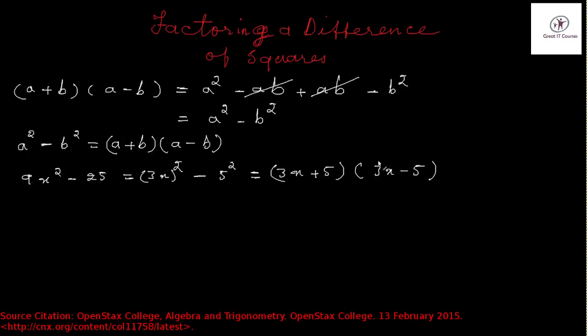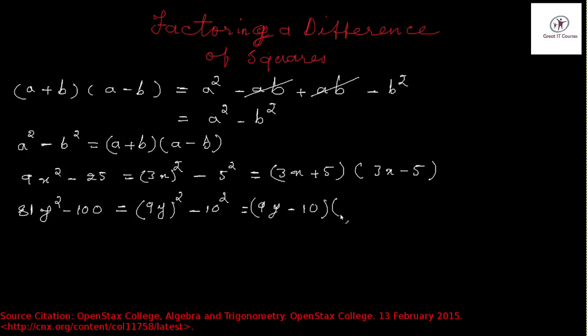And another example, let's say we have 81y squared minus 100. You can write this as (9y) whole squared minus 10 squared. And this is then a squared minus b squared. So you can write this as (9y - 10) into (9y + 10).